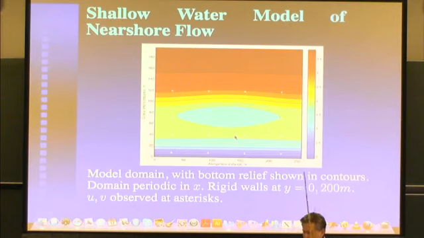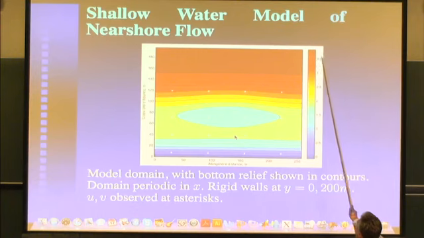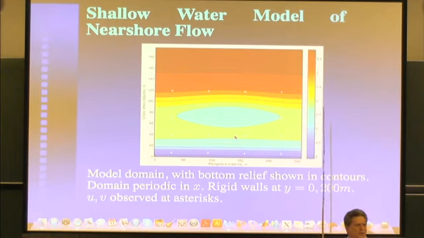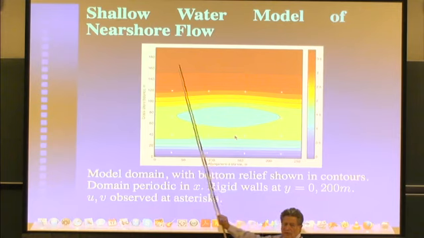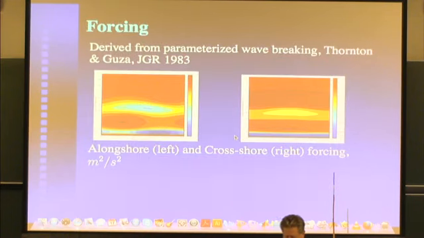Geometry, the idealized geometry is a beach with a sandbar. The beach is here. This is where you put your feet. This is the color bars. We're only looking at less than 4 meters of water. So this is actually what you see on the beach, 250 meters in the alongshore direction, about 200 meters cross shore. Human scales. Very odd. Feels strange for a physical oceanographer to be talking about.